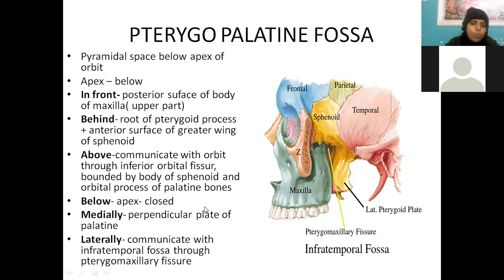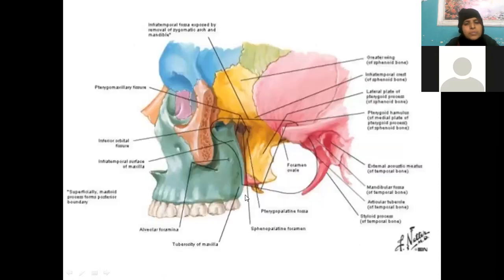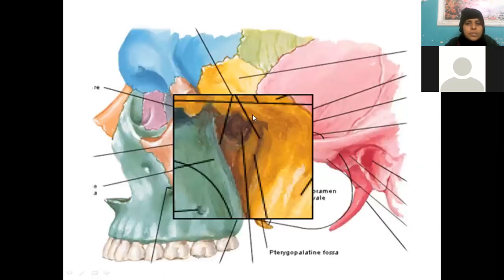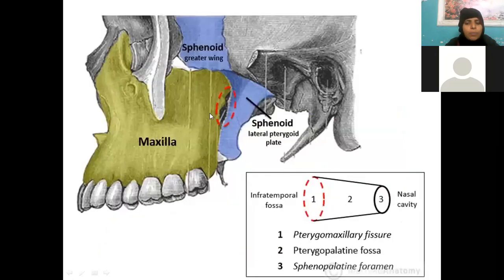Laterally, the one which is open is lateral. It is communicating through the pterygomaxillary fissure, which we already know, with the infratemporal fossa. So this is the whole deeper view of the pterygopalatine fossa. Between the maxilla and the lateral pterygoid plate is the pterygomaxillary fissure; if you go deep inside, you will be able to see the pterygopalatine fossa like this. This is the infratemporal fossa. Here we have the pterygomaxillary fissure. The inside passage would be the pterygopalatine fossa, which leads into the nasal cavity. Something like three dimensional.